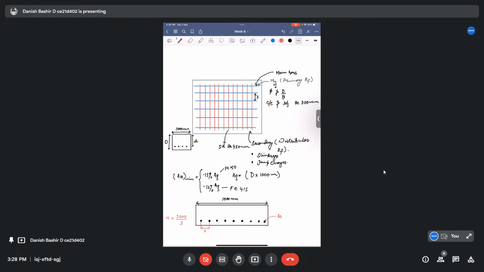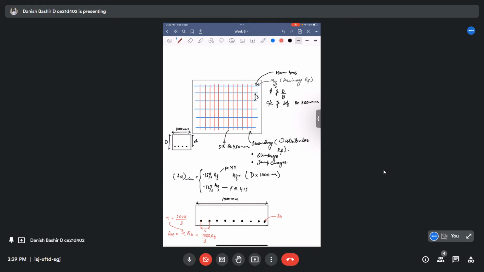So the total AST provided in this 1000 mm width will be N times the area of one bar. I already denoted the area of one bar, and N is already here, so plug it in. It is 1000 divided by S, into the area of one bar.